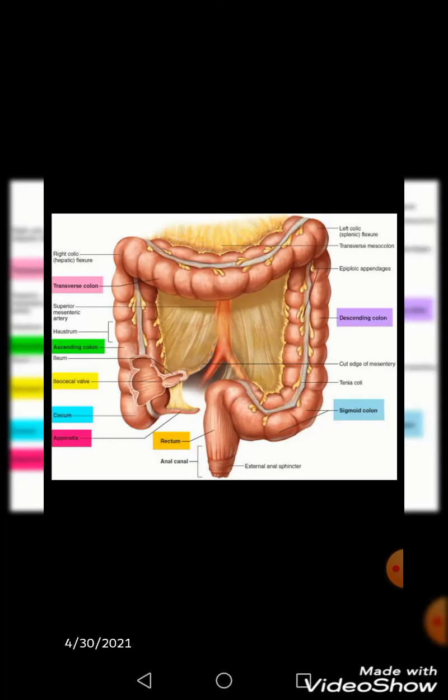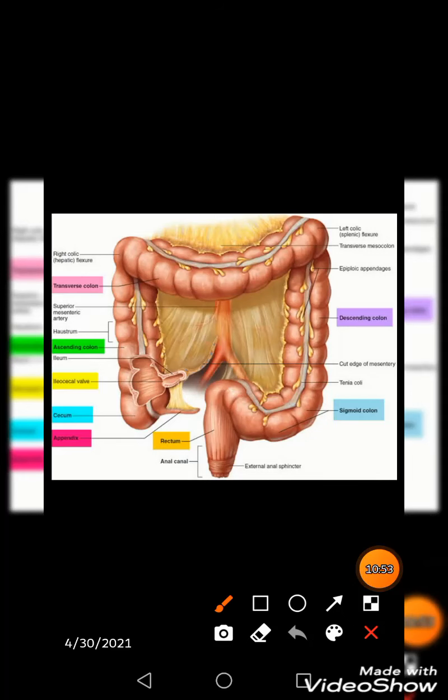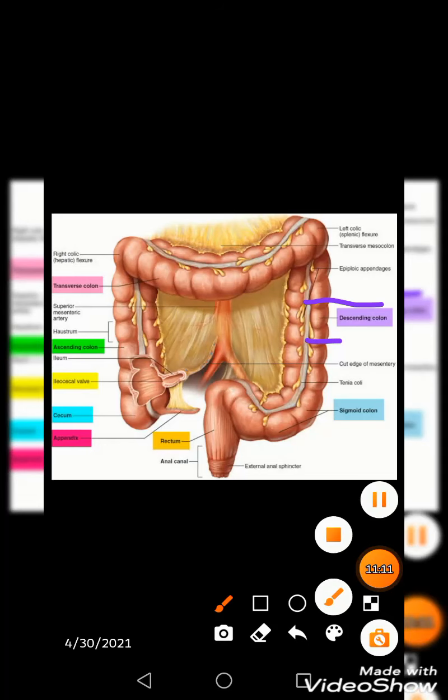And what else? I would like to show you again the appendices epiploicae, you can visualize. These are present where? Actually, the serosa of your colon shows the presence of numerous protuberances called appendices epiploicae, which are collections of adipose tissue.